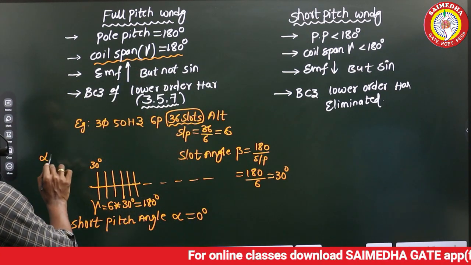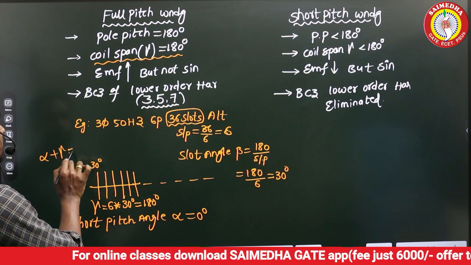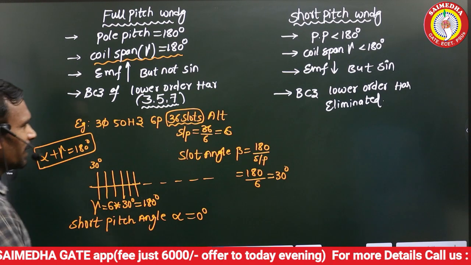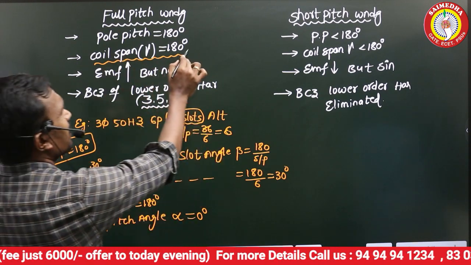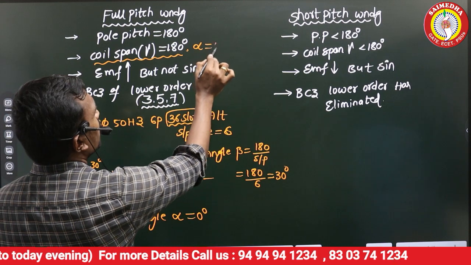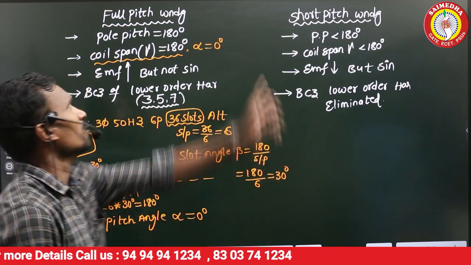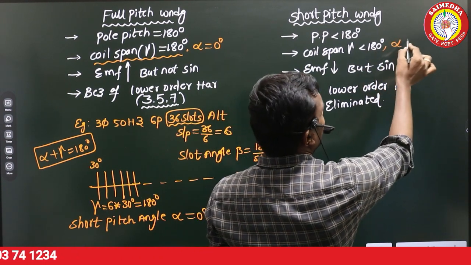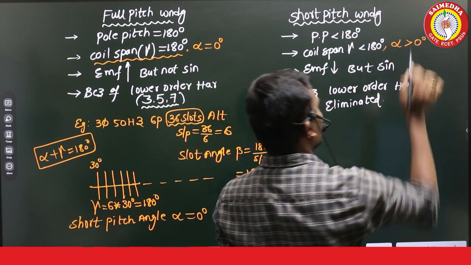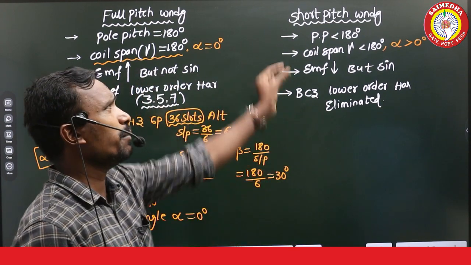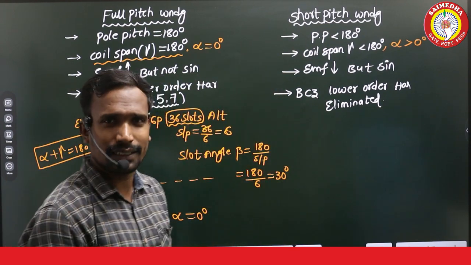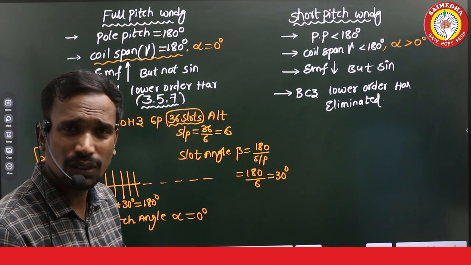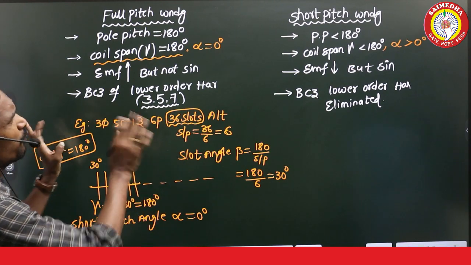Always the short pitch angle and the coil span should add up to 180 degrees. Here the coil span is 180 degrees but the short pitch angle is 0 degrees. Such a type of winding is called full pitch winding. When the coil span is less than 180 degrees and the short pitch angle is greater than 0 degrees, such windings are called short pitch windings. Simply, this is about the full pitch winding.